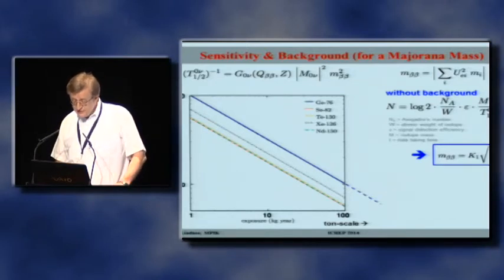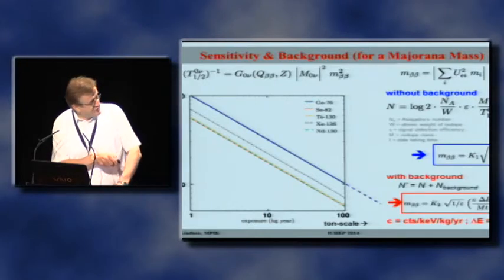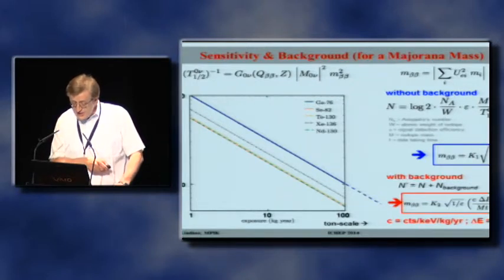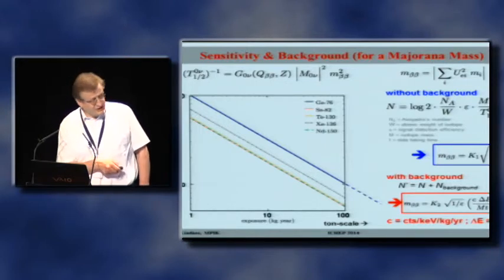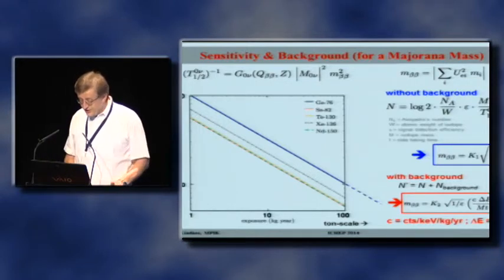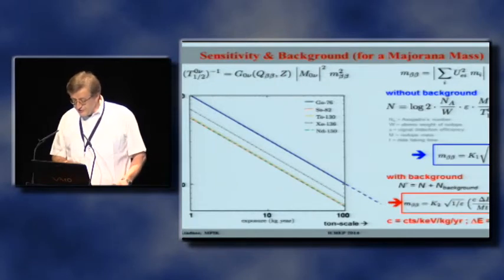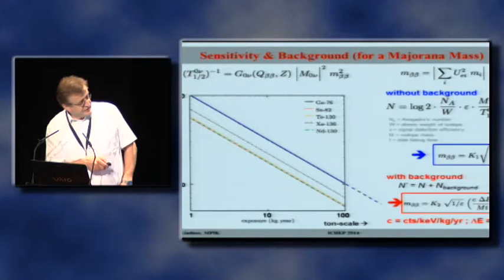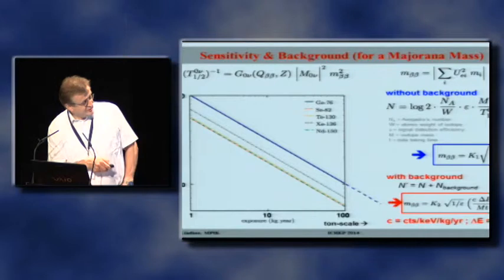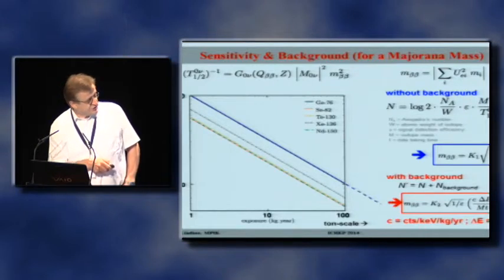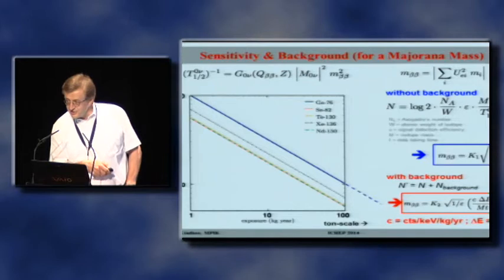Because once you talk about backgrounds, things change. With background, you add now these background events, and the sensitivity to m beta beta scales like the fourth root of c times delta E over M t. C is the background index, the counts per keV per kilogram per year, how clean your material is in the interval where you observe, and delta E is the region of interest, which is essentially your energy resolution. So for very good sensitivity, because at some point you hit the bound here, it requires large masses, large measurement times, small c, a very clean material, and the best possible energy resolution. So it's not enough to go to large masses if your energy resolution doesn't go along with that.